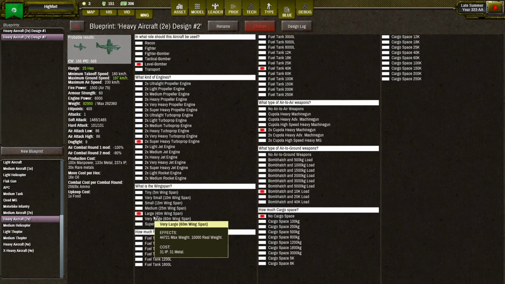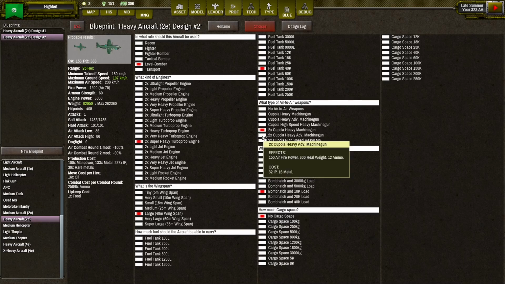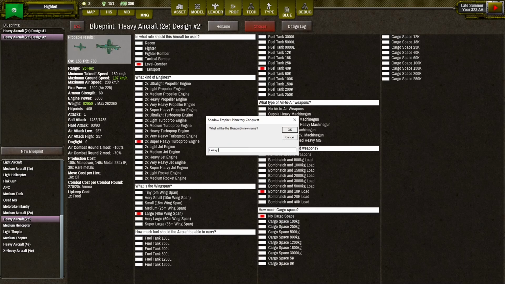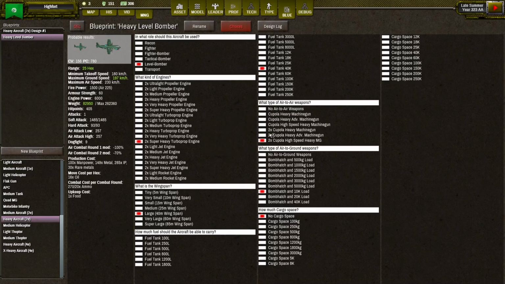Large would be enough. And what we can have here, air attack is 86, so maybe increase it to the heaviest one, high-speed heavy machine gun cupola. So we have now 257 air attack. But with this we cannot do much in a dogfight. But you can see with that range and that amount of bombs, 10 tons of bombs, and quite good protection, this plane can protect itself. Oh, it's very good. Rename it. Heavy level bomber. Very good.